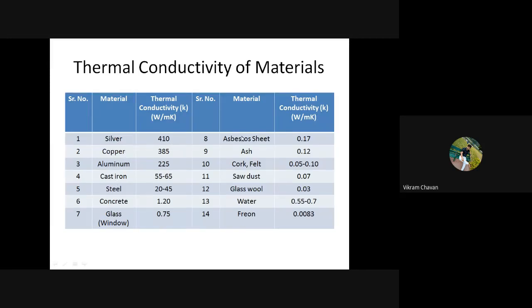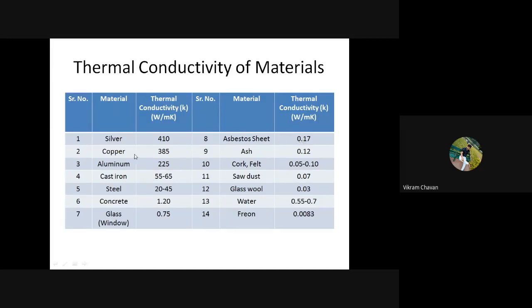Then the next one, take the example of an asbestos sheet, whose thermal conductivity is 0.17. Tell me whether it is a good conductor of heat, a bad conductor, or a good insulator. One can say a good insulator. A bad conductor means, in opposite language, a good insulator. Bad conductor means good insulator.